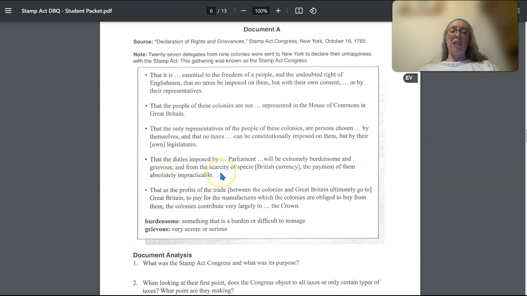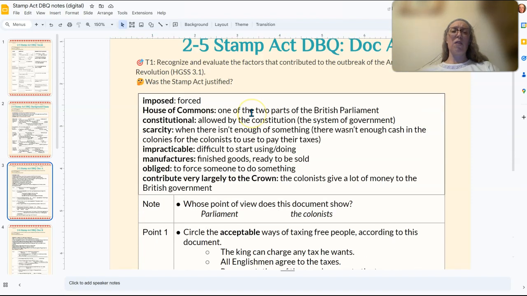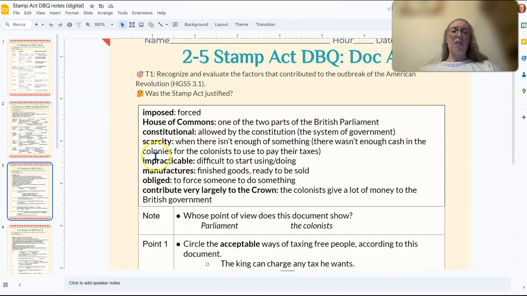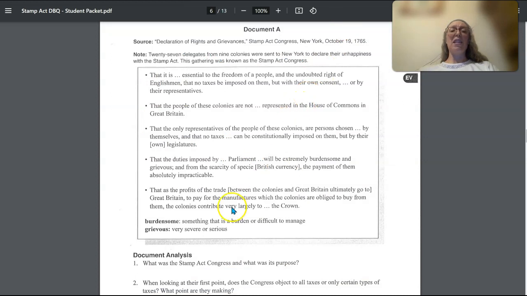And from the scarcity of specie. Wow, what scarcity of specie? Let me look at my notes up here. What does it have? Does it have something about scarcity? Oh, here's scarcity. When there isn't enough of something. And then it says there wasn't enough cash in the colonies for the colonists to use to pay their taxes. Oh, that's what it says. The scarcity of specie. Specie here means money.